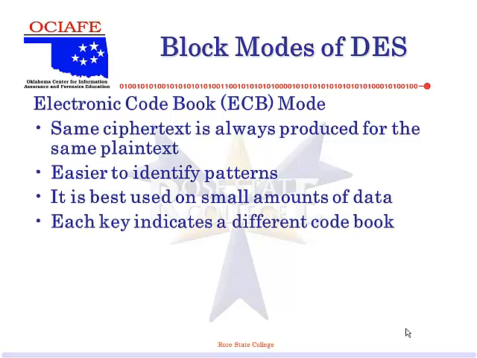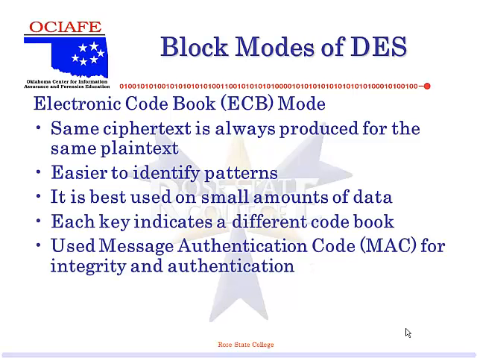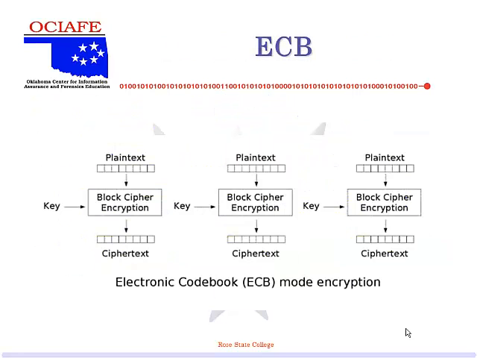It says each key indicates a different code block. It says uses message authentication for integrity and authentication. And here's the picture of it, okay? So we got our plain text going through our cipher with our key, and we get our ciphertext. They're not linked together in any fashion. So we put some plain text here. If we run the same plain text through, we're always going to get the same result. Okay? Everybody see that? They're not chained together in any way.